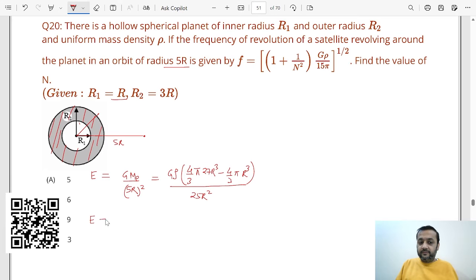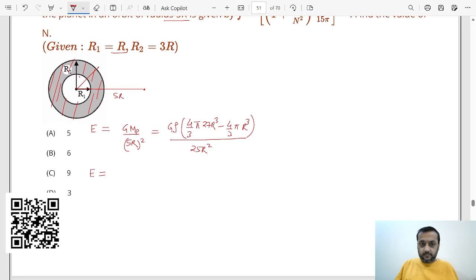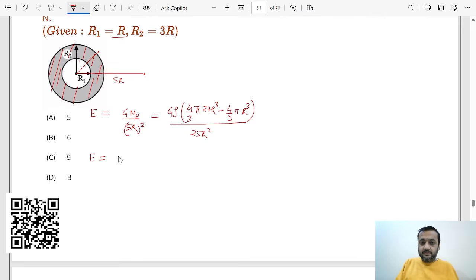So that is the value of the field. The value of the field becomes G into rho into 4 by 3 pi 26r cube upon 25r square. This is the value of the field. So r cube and r square, basically r square will get cancelled.